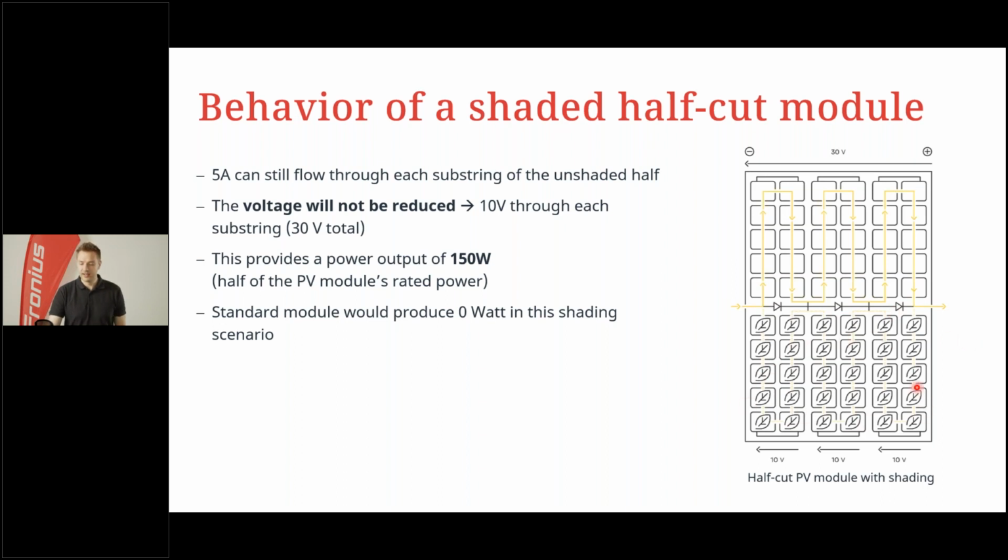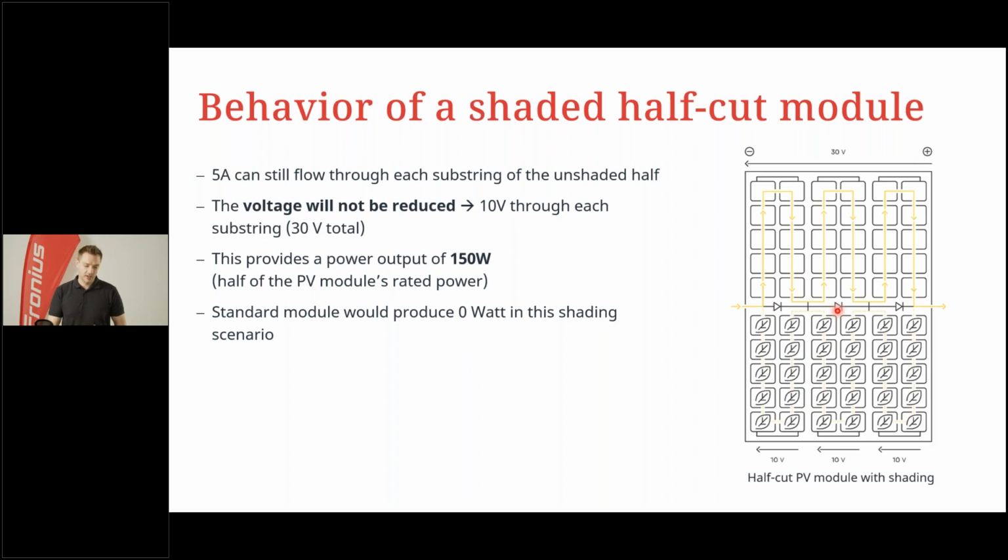When you have, for example, a shading in the lower part or the upper part of the module, for example the string is covered with snow on the lower part, then the current is still flowing in the upper part of the module. So in this case, the inverter would not reduce the voltage to make these diodes conductive. You can see here they are gray, they are inactive, because the inverter sees, okay, there is still enough power flowing into the upper part, because it's a half-cut module. So the half current, 5 amps, is still flowing, and you have a power output of 150 watt, which is half of the PV module's rated power.